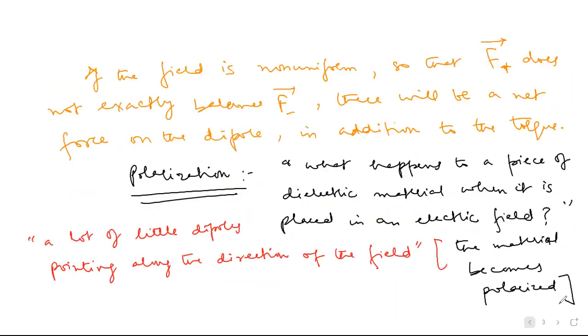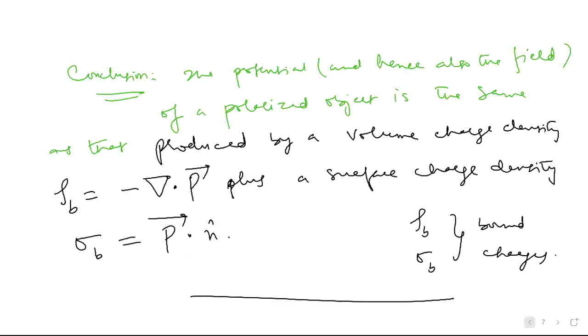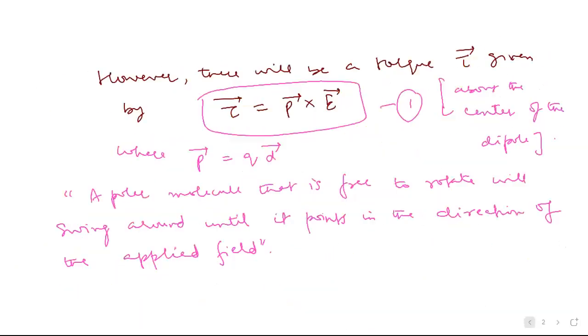So I summarize today's lecture. First we said if there are polar molecules like water and they are placed in a uniform electric field, what happens? There exist two forces on the plus end and minus end. They are equal and opposite. The net force on the dipole is 0, but there is a torque about the center of the dipole. The torque is given by tau equals P cross E, which has a tendency to align P in the direction of E. P is the dipole moment of the polar molecule. So if it is free to rotate, it will swing until it points in the direction of the applied field.